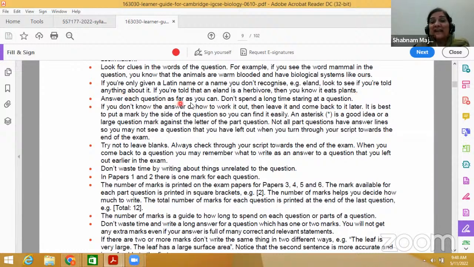Answer each question as far as you can, please. Don't spend long time staring at a question. Don't keep staring at a question, as I already told you in the beginning. Because if you keep staring at the question and you are so tense, I have seen some students, they don't go on or forward.